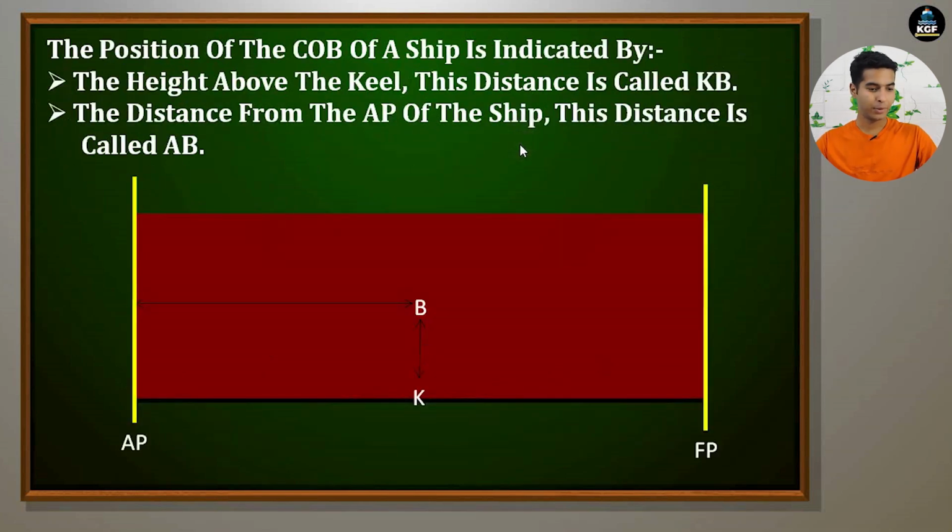The position of the COB of a ship is indicated by its height above the keel. This distance is called KB. K means keel, B means buoyancy. The distance from the AP, the after perpendicular of the ship, to the point of buoyancy is called AB. You can see this is the after perpendicular and this is the point of buoyancy B.